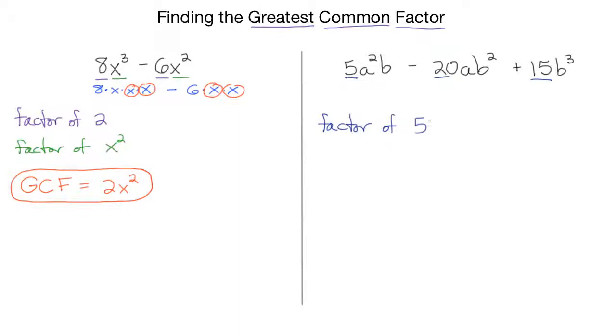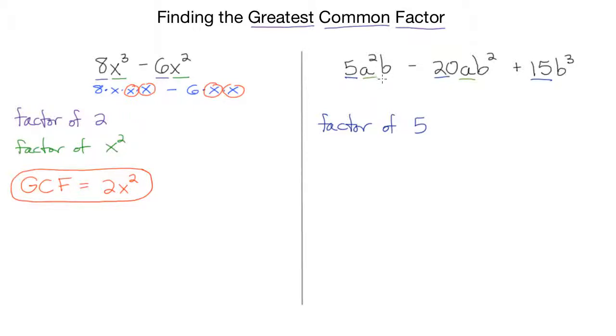All right, now let's start looking at my variables. Start with a's. So I've got a squared times an a, and the third term has no a's. Well, it has to be the greatest common factor, so out of all three terms, they don't have anything in common in terms of the variable a. So let's move on to the next variable.